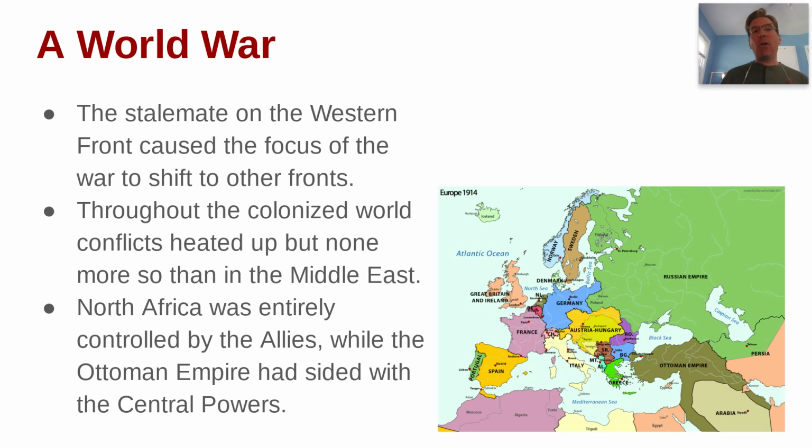This stalemate on the Western Front caused the war to shift to other fronts as well and involve more fighting. We see this throughout the colonized world. So we're going to focus on one particular area today, but just know that there was fighting in East Asia, there was fighting in Africa, but we are going to focus largely on the Middle East, where things were most impactful.